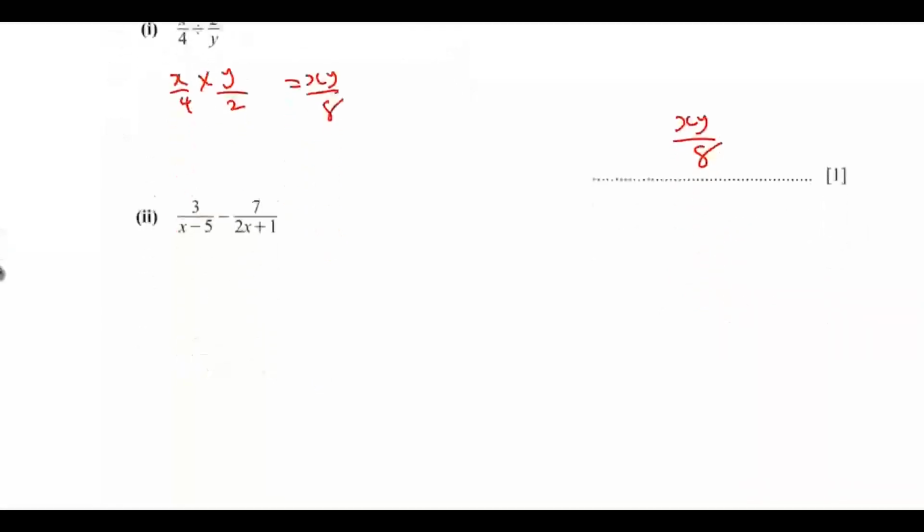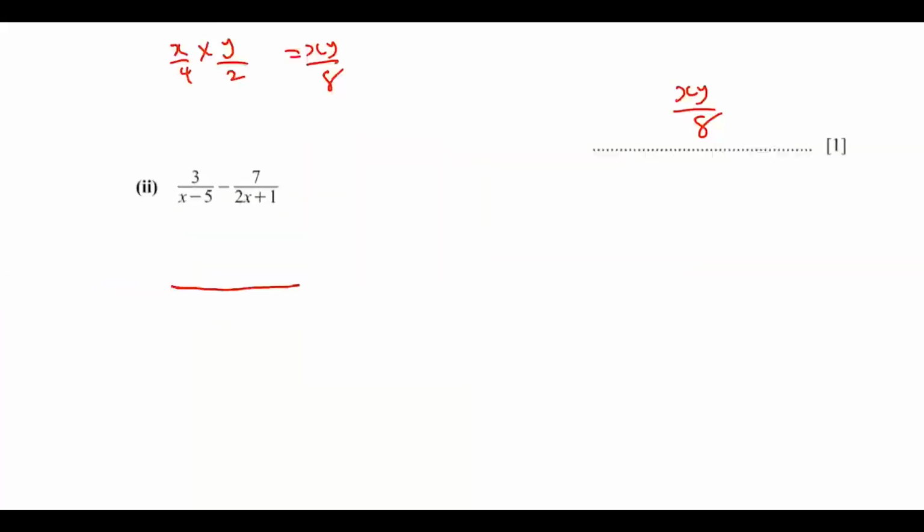Then for the Roman figure 2, the LCM of x minus 5 and 2x plus 1 will be the product of the two expressions, x minus 5 into 2x plus 1. This denominator divided by x minus 5 will leave us with 2x plus 1, multiplied by 3. We have 3 into 2x plus 1. Similarly, this denominator, the LCM divided by 2x plus 1, will leave us with x minus 5 times 7. That will be 7 into x minus 5.